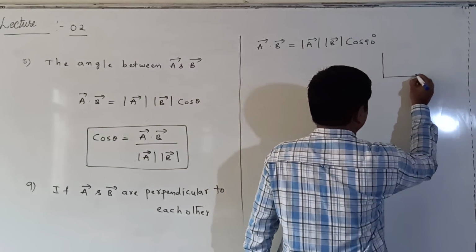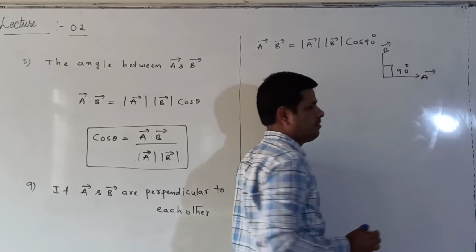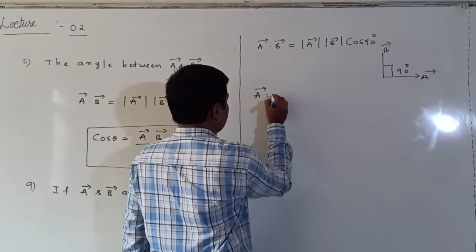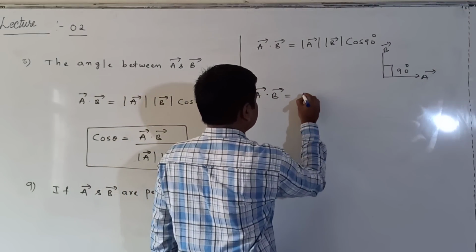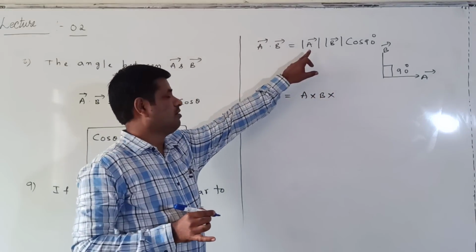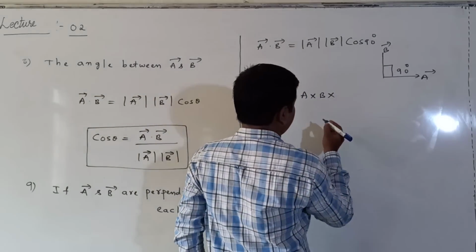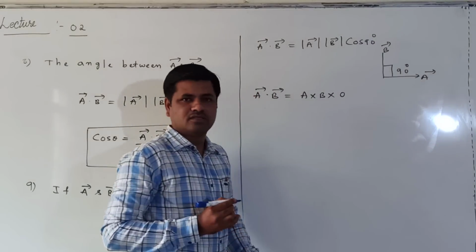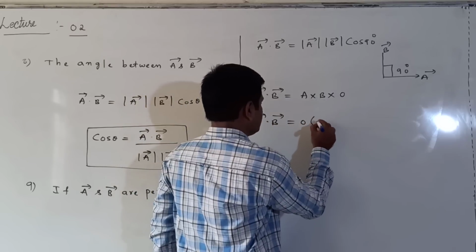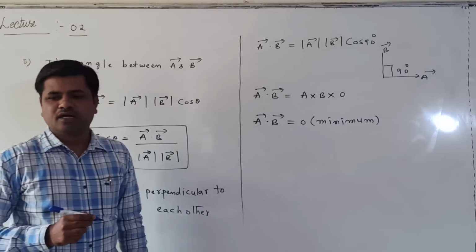How we are showing here: this is A bar, this is B bar, and the angle between these two is 90 degrees when perpendicular to each other. Now A bar dot B bar is equal to mod A bar, which is A, and mod B bar, which is B. You know that A is called the magnitude of A bar, and B is called the magnitude of B bar. Sin 90 value is 1, cos 90 value is 0. Now we are getting A bar dot B bar is equal to 0. This value is called the minimum.